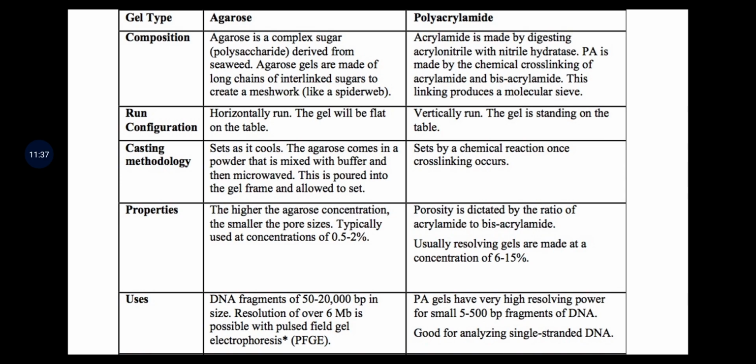Agarose gels are made of long chains of interlinking sugars to create a meshwork like a spider web, whereas polyacrylamide is made by digesting acrylonitrile with nitrile hydratase. Polyacrylamide is made by the chemical cross-linking of acrylamide and bisacrylamide. This linking produces a molecular sieve.